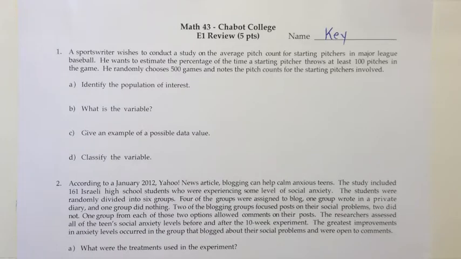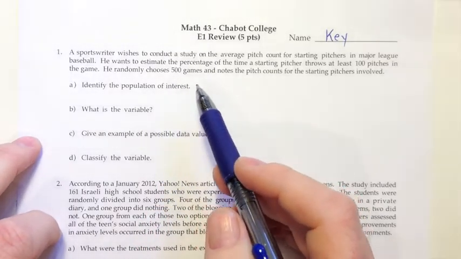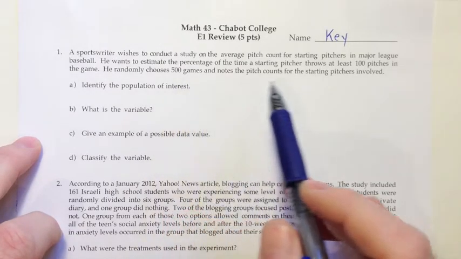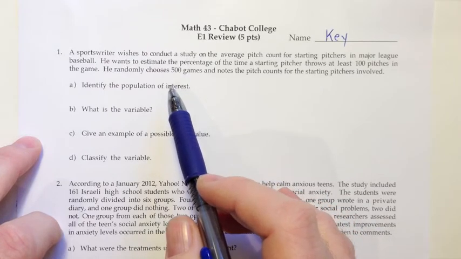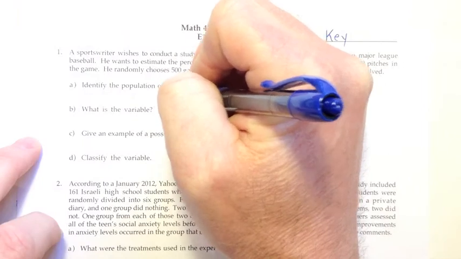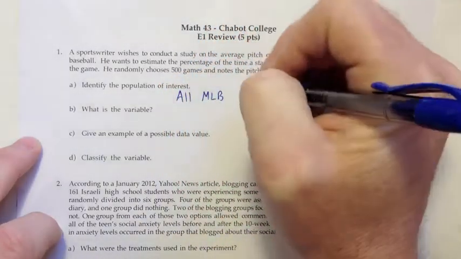Identify the population. Well, one good way to help figure out the population is to think about the sample, and he's randomly choosing 500 games. So I would say that since these 500 games are being chosen from the major leagues, which is what he's interested in, the population of interest is all Major League Baseball games, so I'll write all MLB games.